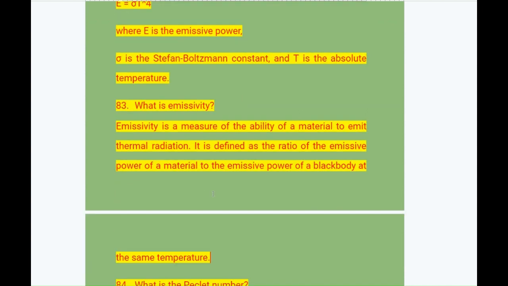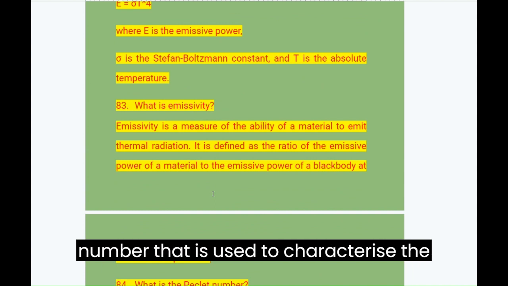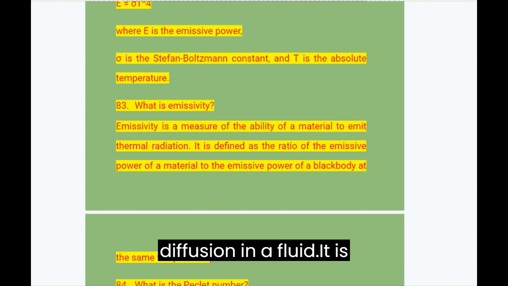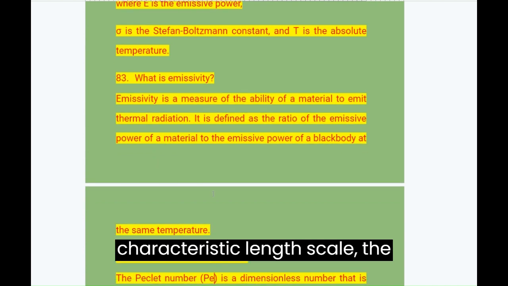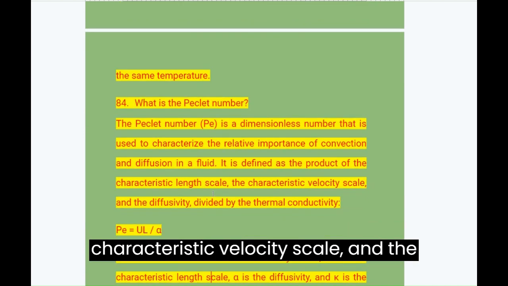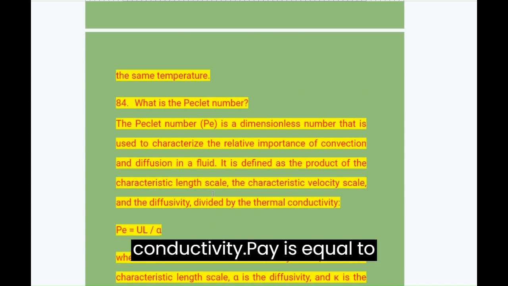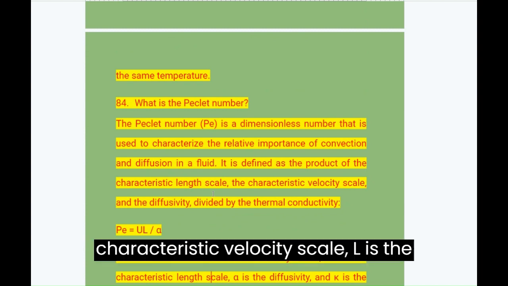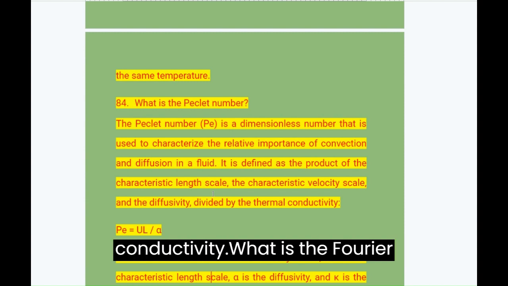What is the Peclet number? The Peclet number, Pe, is a dimensionless number that is used to characterize the relative importance of convection and diffusion in a fluid. It is defined as the product of the characteristic length scale and the characteristic velocity scale, divided by the diffusivity. Pe is equal to UL over alpha, where U is the characteristic velocity scale, L is the characteristic length scale, and alpha is the diffusivity.